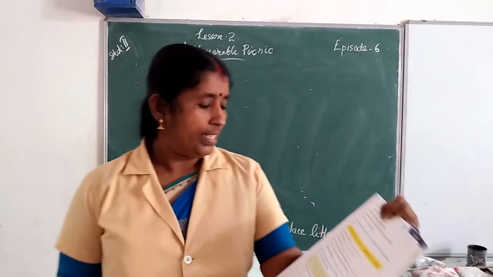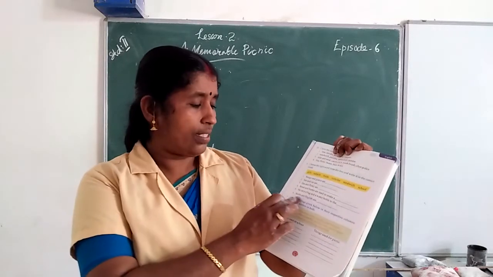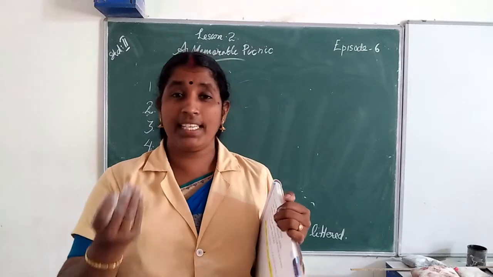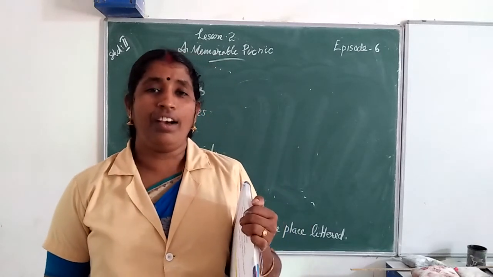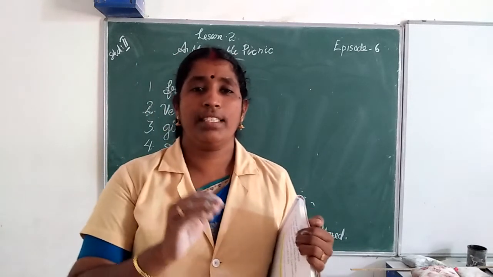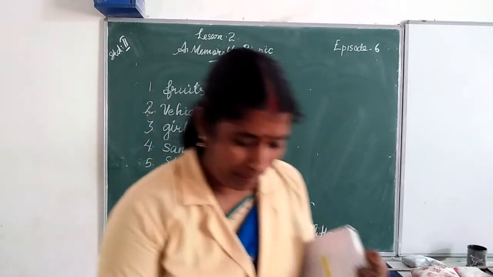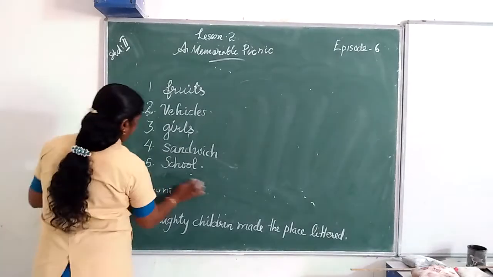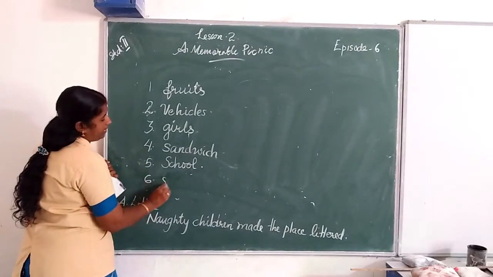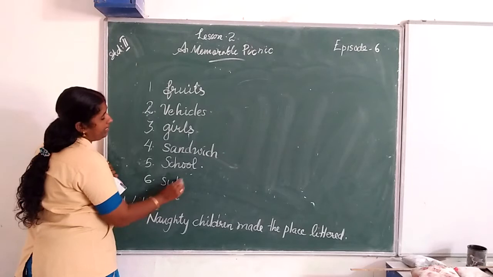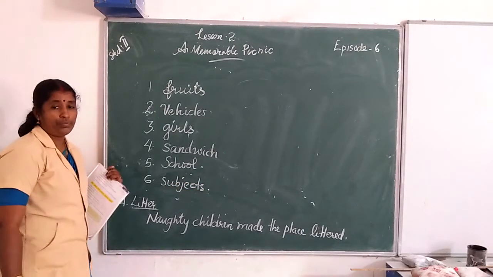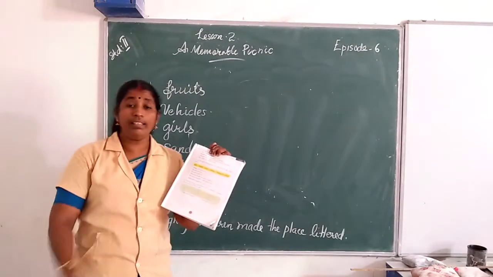S-C-H-O-O-L. School. The last one: Maths and English are dash. They are subjects. Maths and English are subjects. Sixth one, S-U-B-J-E-C-T-S. Subjects. All of you finished the sixth one?